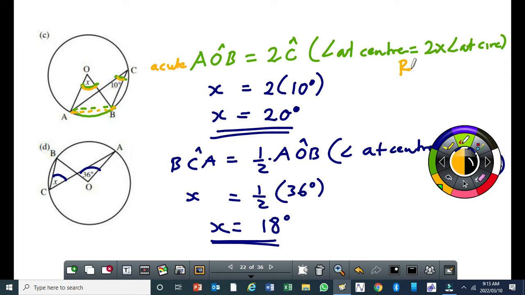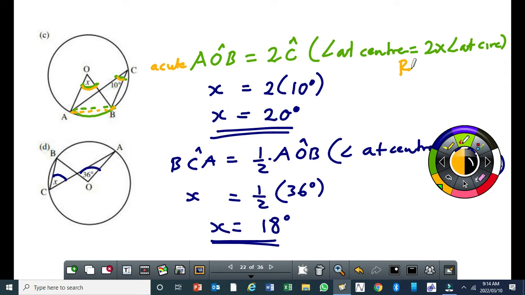Now, to show that you really understand what's happening, if it is the acute case, specify that it's acute; if it's reflex, also specify. But generally, there's no mark for that. As teachers, we are not very strict about putting that word acute or reflex. But it's just an indication that you understand that the angle at the center is the acute one. You are dealing with the acute one because of the size of C.